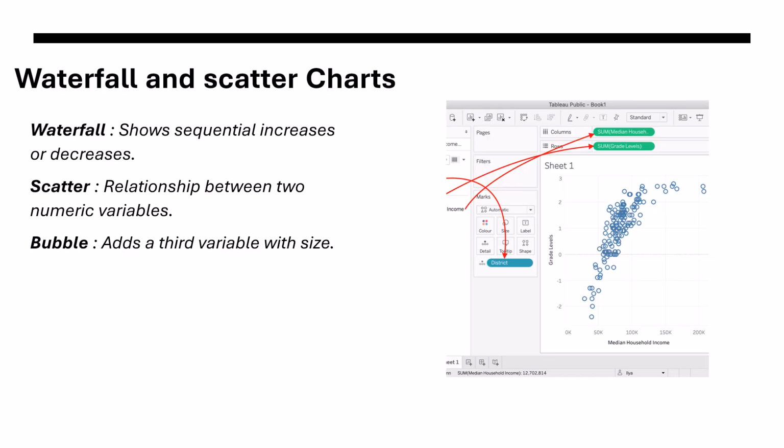Waterfall charts help us understand how a starting value like gross revenue changes through a series of additions and deductions to reach a final value like net income. Each bar shows a change, and together they explain the journey. Scatter charts, on the other hand, are used to explore relationships between two numeric variables. You might use them to see if there's a link between marketing spend and sales. Bubble charts are an extension of scatter charts, adding a third variable using size.